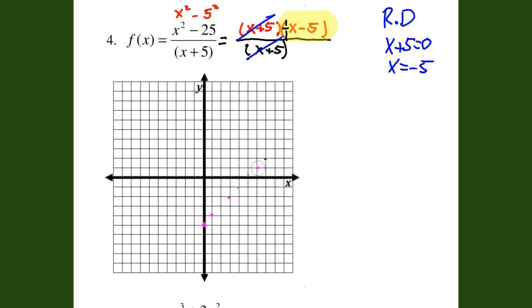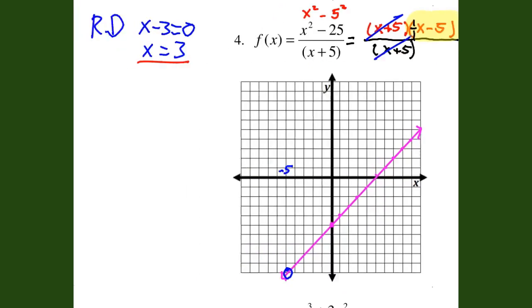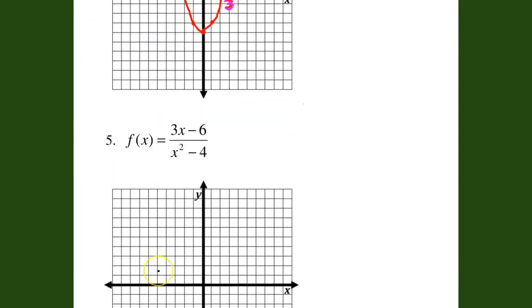So keep going, take this to the end here. Draw a straight line. And the removable discontinuity is at -5. So x, 1, 2, 3, 4, -5, which means right here at the very bottom should be open. Let's look at number 5.